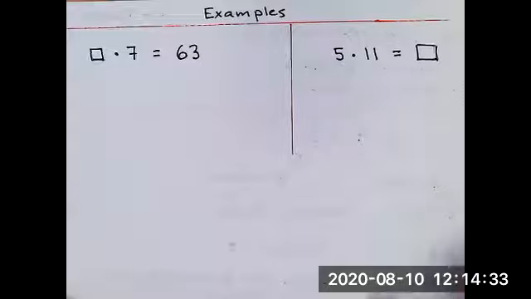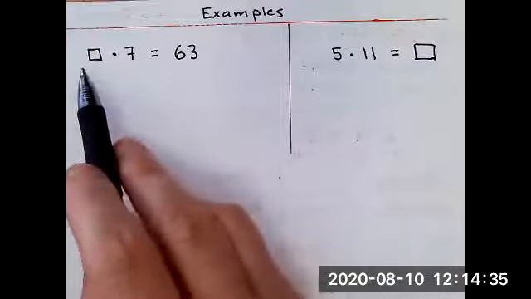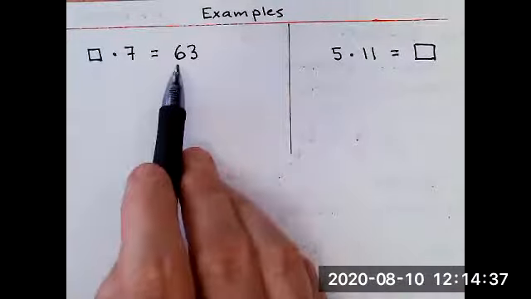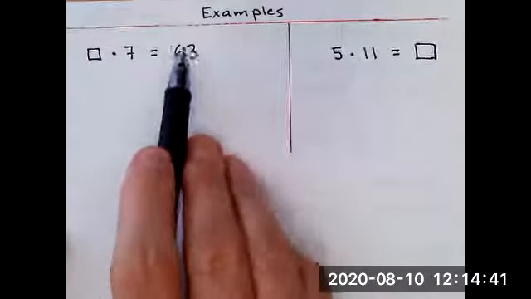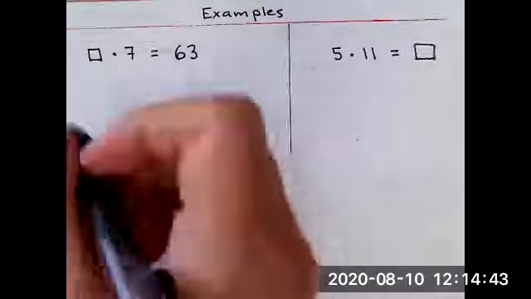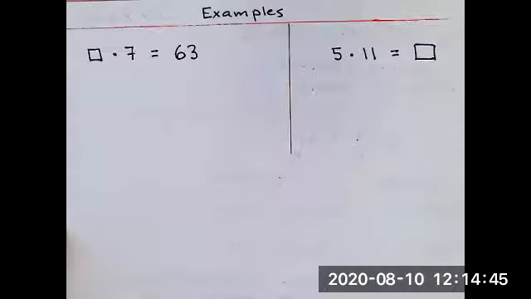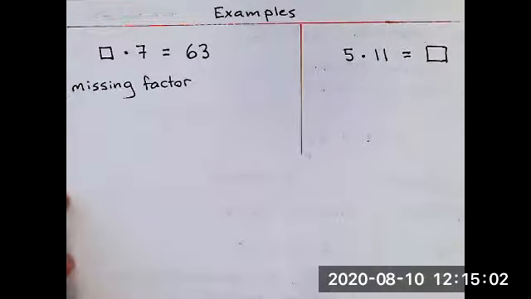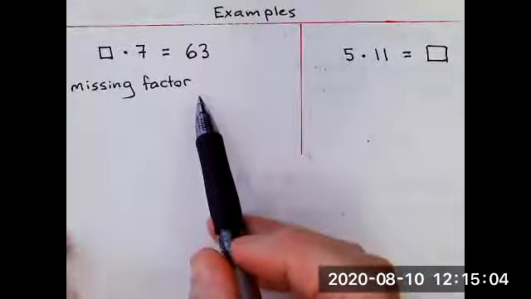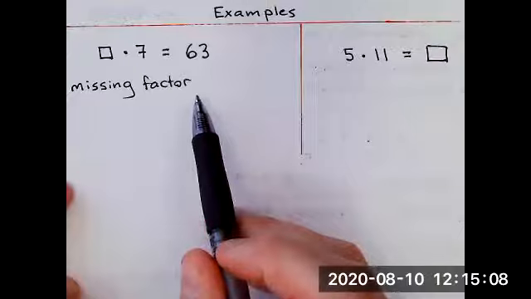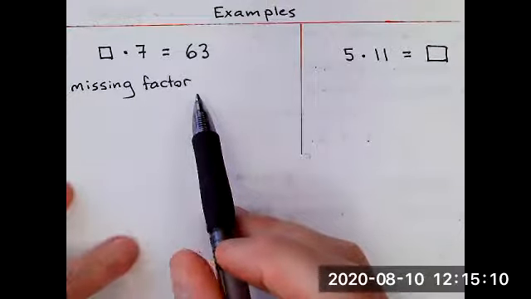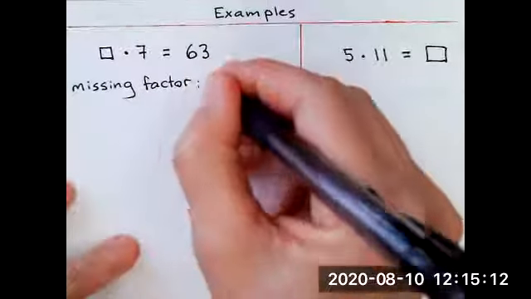Let's do a couple of examples. What times 7 is 63? So we know the product. That means this is a missing factor. If it's a missing factor, do we multiply or divide? That's right. Divide.